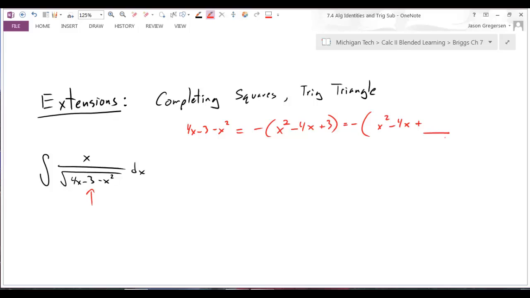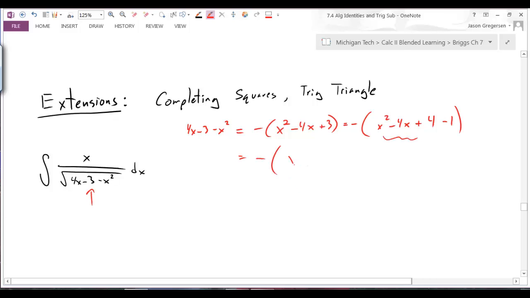Divide by 2 and square it. So 4 divided by 2 is 2, I square it, I get positive 4. So I really wish this was positive 4 here. But of course I need that value to be 3, so this is really 4 minus 1. There's my 1 hanging out. Now the whole reason for doing that is because this piece is just x minus 2 quantity squared. And if I redistribute that negative sign, it's going to look like 1 minus x minus 2 quantity squared.